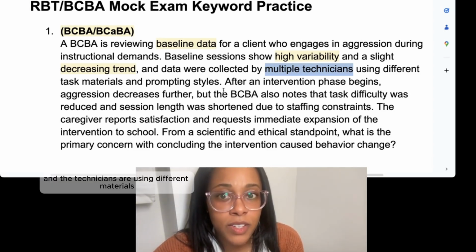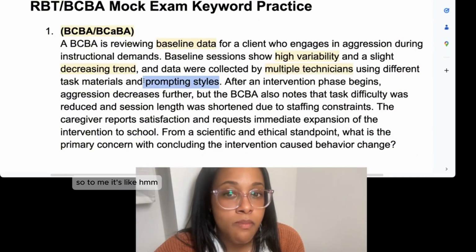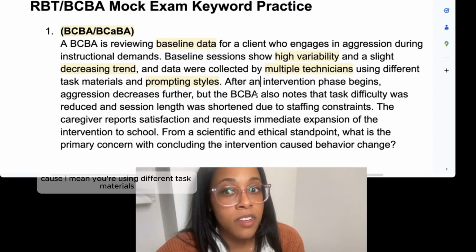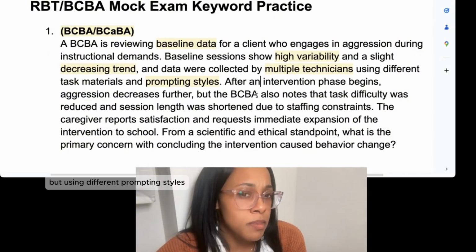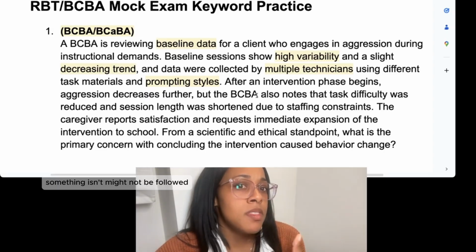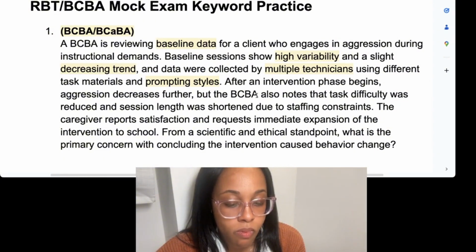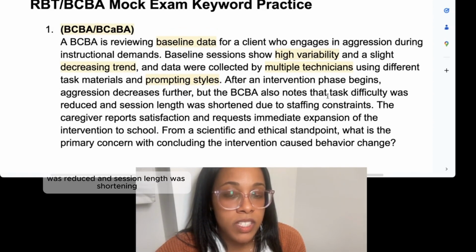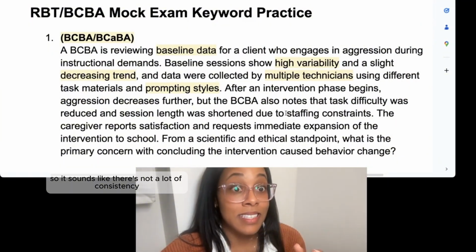And clinicians are using different materials, different prompting styles. So to me, the procedural integrity might be a bit low, right? Because you're using different task materials, that could be seen as a positive generalization. But using different prompting styles, something might not be followed, something might not have been explained correctly. We don't know yet. The BCBA notes that task difficulty was reduced and session length was shortened due to staffing constraints. So it sounds like there's not a lot of consistency, right?